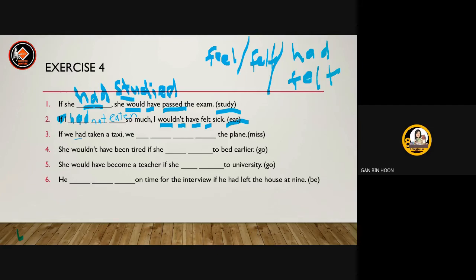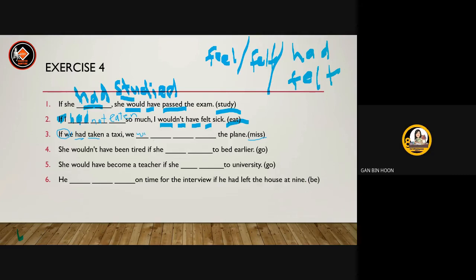Okay, number 3. If we had, tengok tak if clause dia. Bila ada if clause, dia dah siap had. So, if we had taken a taxi, we dash the plane. So, the word is miss. So, what are the missing words? Now, slowly you can understand. If we had taken a taxi, we will not have missed. Would not. Okay, would. Would is correct. Teacher ajar tadi ada would. Okay, ada would, could dan sebagainya.